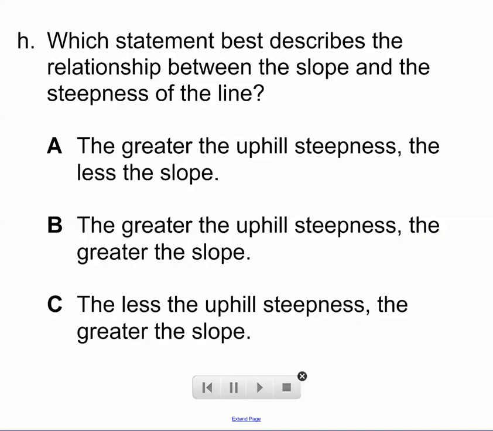Which statement best describes the relationship between slope and the steepness of a line? Okay, the greater the uphill steepness, the less the slope? No. The greater the uphill steepness, the greater the slope? Yeah, that makes more sense. And what about the less the uphill steepness, the greater the slope? No. Okay, steepness and slope are synonymous. They're the same thing. The greater the uphill steepness, the greater the slope.